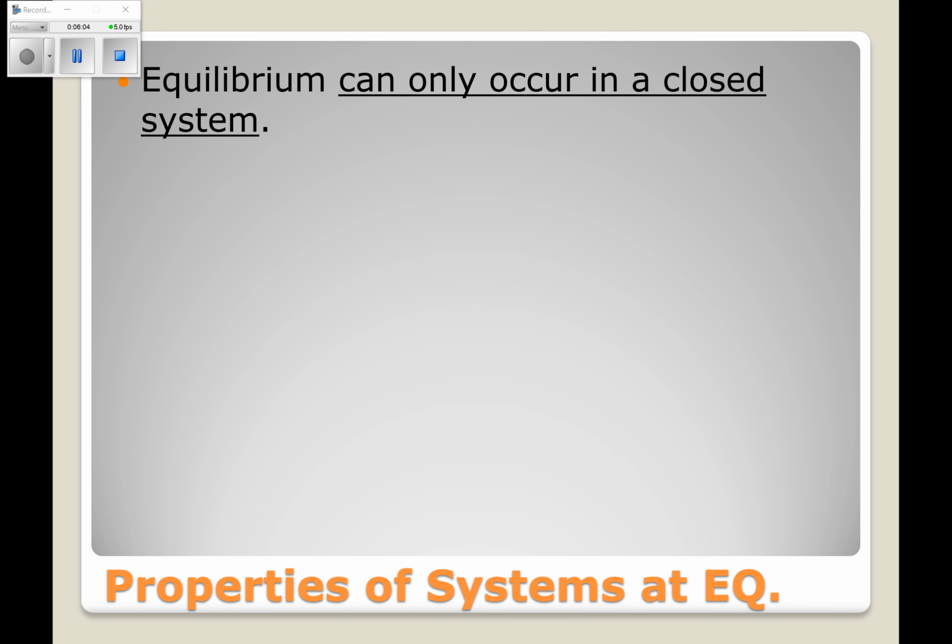Now, a couple key points. Equilibrium can only occur in a closed system. If it's open, if we have a reaction happening in an open beaker, we have a reaction going on in here, particles are free to leave and enter. And therefore, we can't have equal rates of forward and reverse reactions because we have parts of our reactants or products that could be leaving and other things that could be coming in and disrupting that reaction. So it has to be closed.